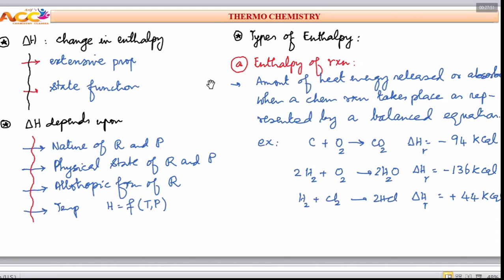I'm unable to understand your doubt. Enthalpy depends upon first point. What is that first point? You can ask what is written at the first point. What do you want to ask? Which first point? Nature of reactants and products, is it doubtful to you? No response. Okay.